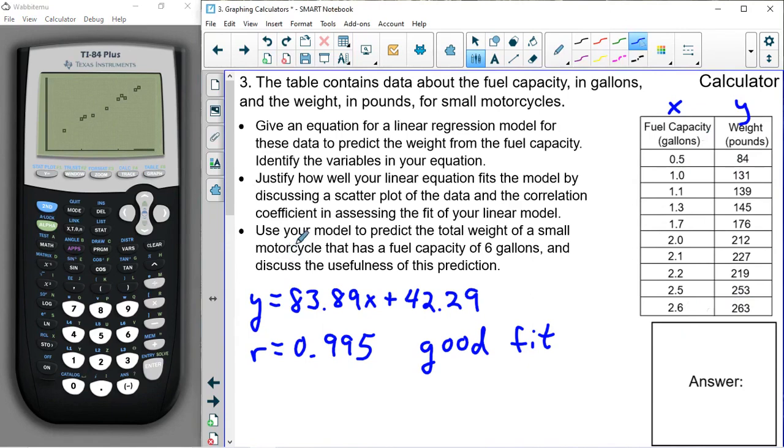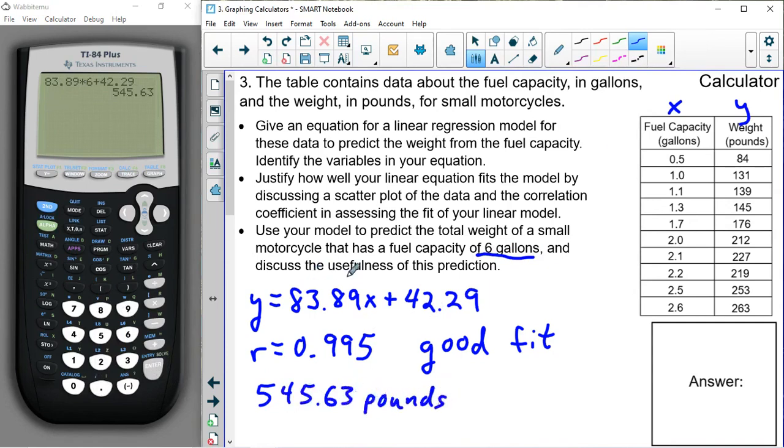The last thing we have to do is use our model to predict the total weight of a small motorcycle with a fuel capacity of 6 gallons, and then discuss how useful that prediction will be. Okay, well, that's not too bad to do. We just plug that in. I'm just going to do this right in the calculator. It's going to be 83.89 times our X value, which is 6 gallons, plus 42.29. Hit enter, and we get 545.63 pounds.